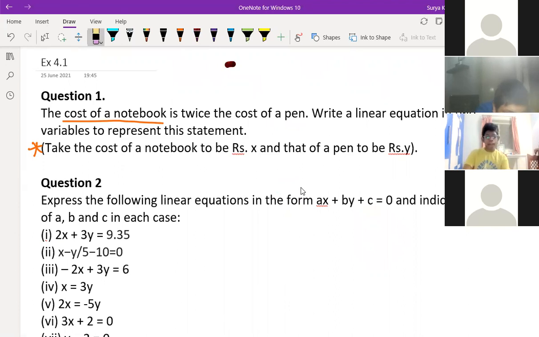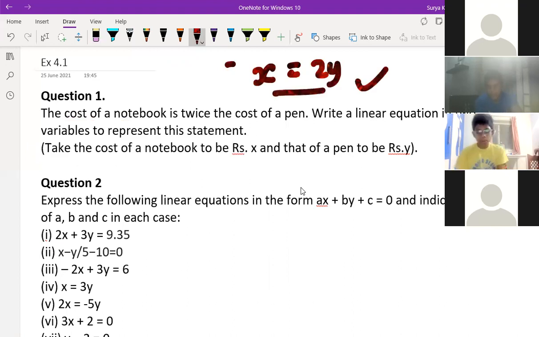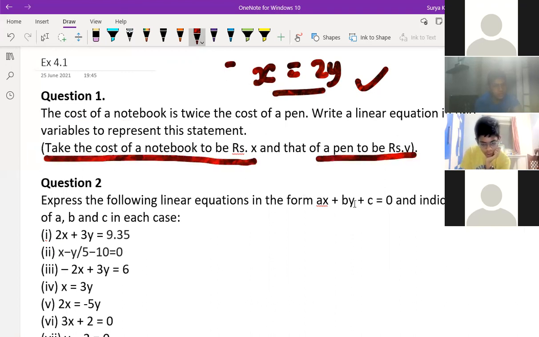Yes, sir. It depends on what you are considering. But in the question they have given here, take the cost of the book as x. So for the notebook, what should you write? x is equal to 2y. This only you should write. Understood, children? Yes, sir. Because they have already given here, take the cost of the notebook as x, and this is y. Next question.